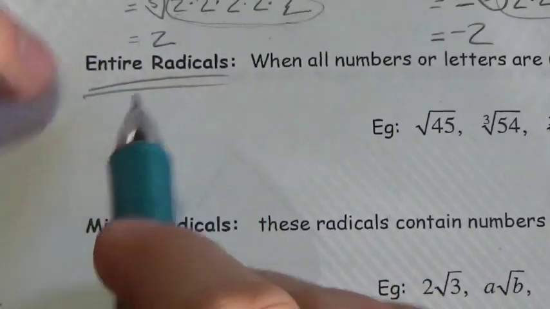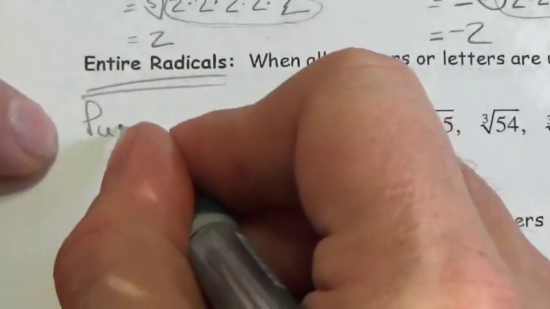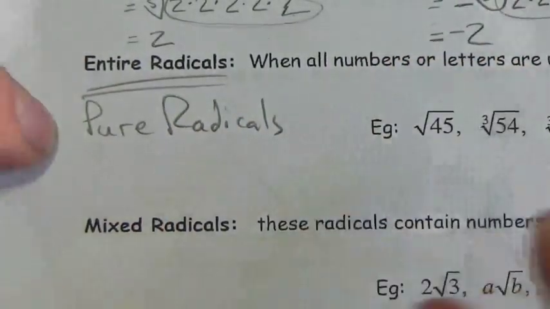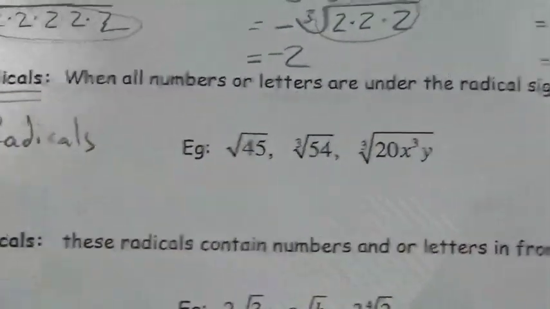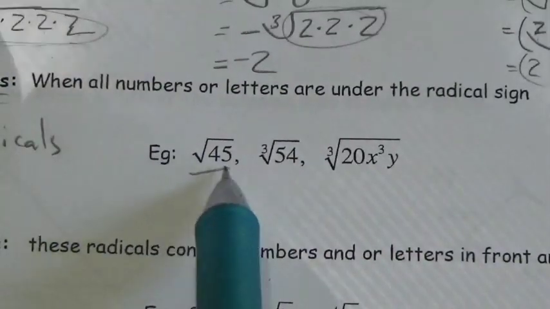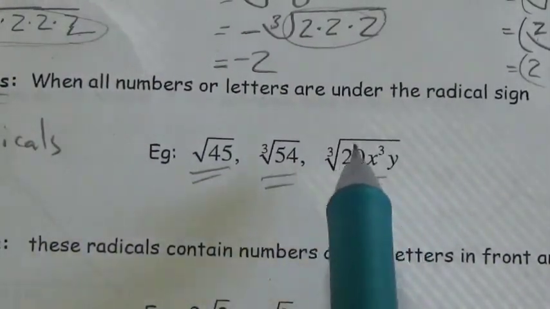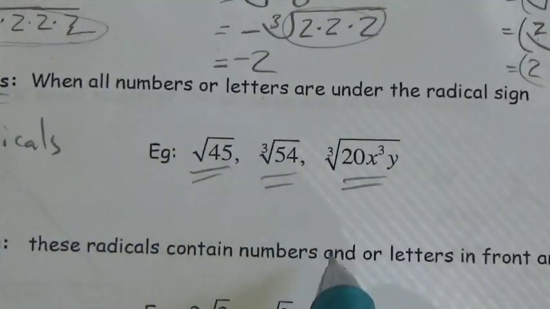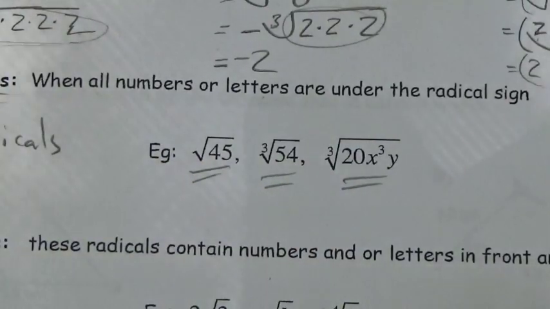An entire radical, or a pure radical, sometimes they're called pure radicals, occurs when all of the numbers or letters are under the radical sign. Okay, so you're looking at stuff that looks like this. The only coefficient here, if you're going to think about it that way, is 1. Everything else is inside.